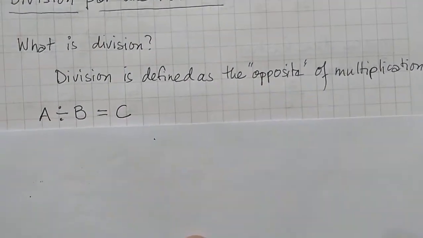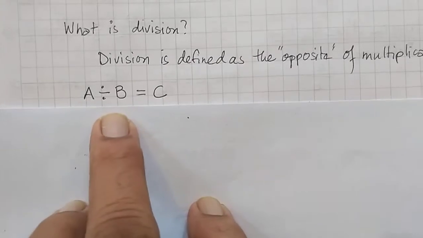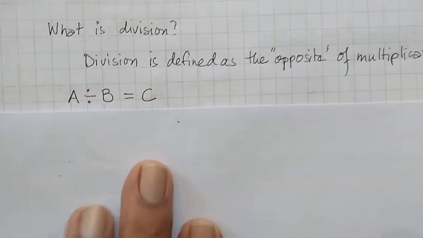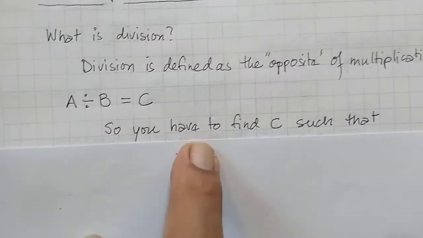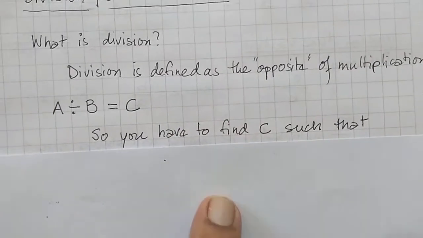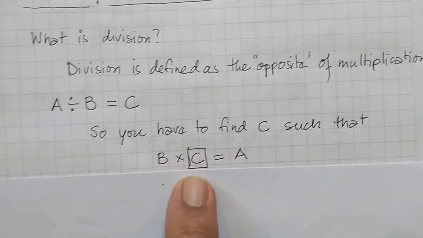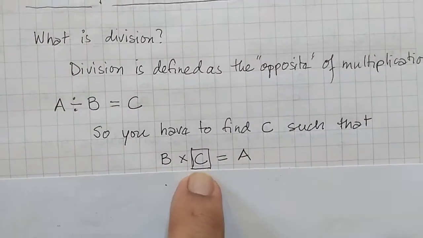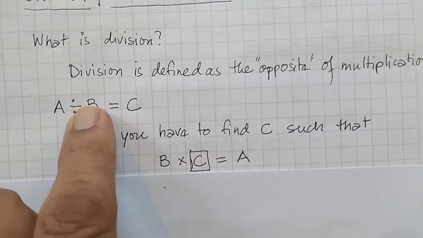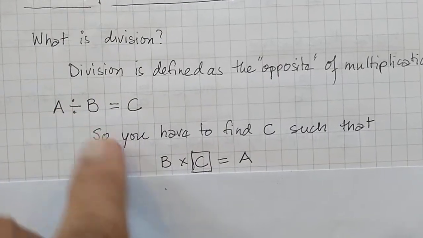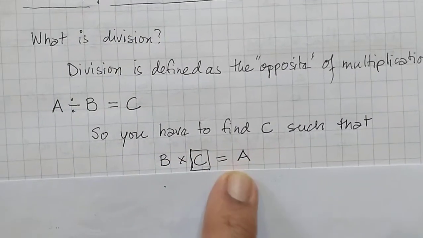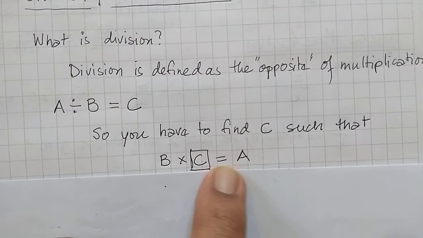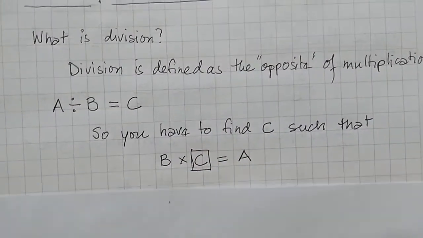By an example, I can show you. If A divided by B is equal to C, then you have to find C such that B into C will give you A. So C is your unknown, A and B you know, so you have to find a C so that if you multiply B and C you get A. This is very simple. It might confuse a little because I have written ABC rather than numbers.